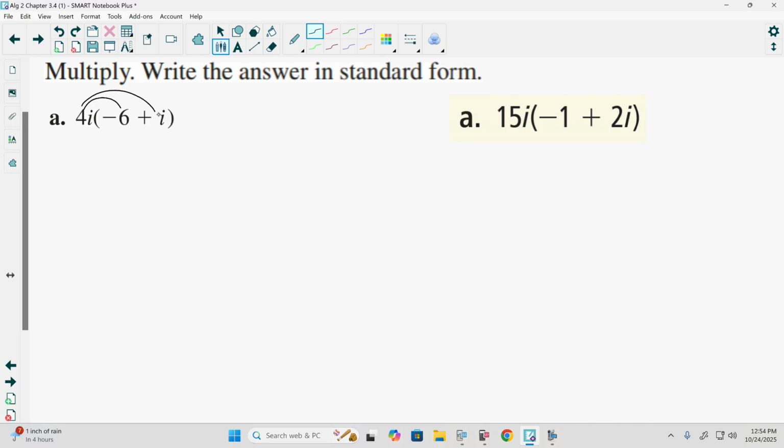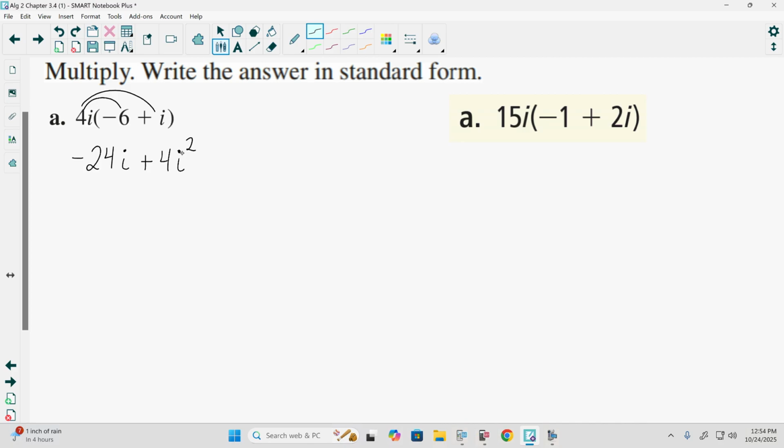4i times negative 6, 4 times negative 6 is going to be negative 24i. 4i times i is going to be positive 4i squared. Now we can't leave it as this because we have i to a power greater than 1, so we do need to simplify that. Out of all the powers of i, i squared is one that's great to know without having to calculate, because i squared is negative 1.